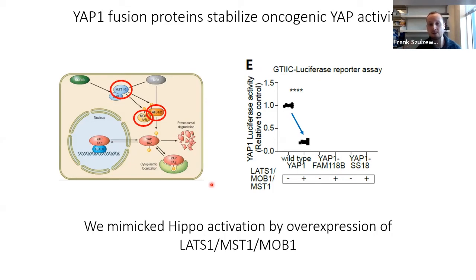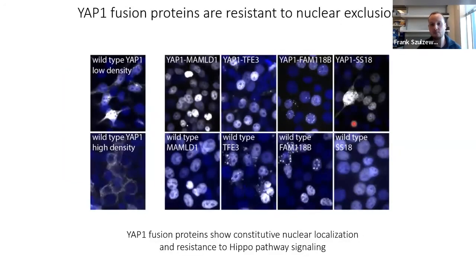The next thing that we looked at is how these YAP1 fusions respond to the Hippo signaling pathway, and to mimic this, we used a YAP1 responsive luciferase assay where we expressed either wild-type YAP1 or the different fusions, and I'm showing here YAP1 FAM or YAP1 S18. And we also co-expressed the 3 Hippo pathway tumor suppressor members, MST, MOB, and LATS, and we can see for wild-type YAP1 a dramatic reduction in its activity. However, for the fusions, we don't see this drop, showing that these fusions are much more resistant to Hippo signaling pathway.